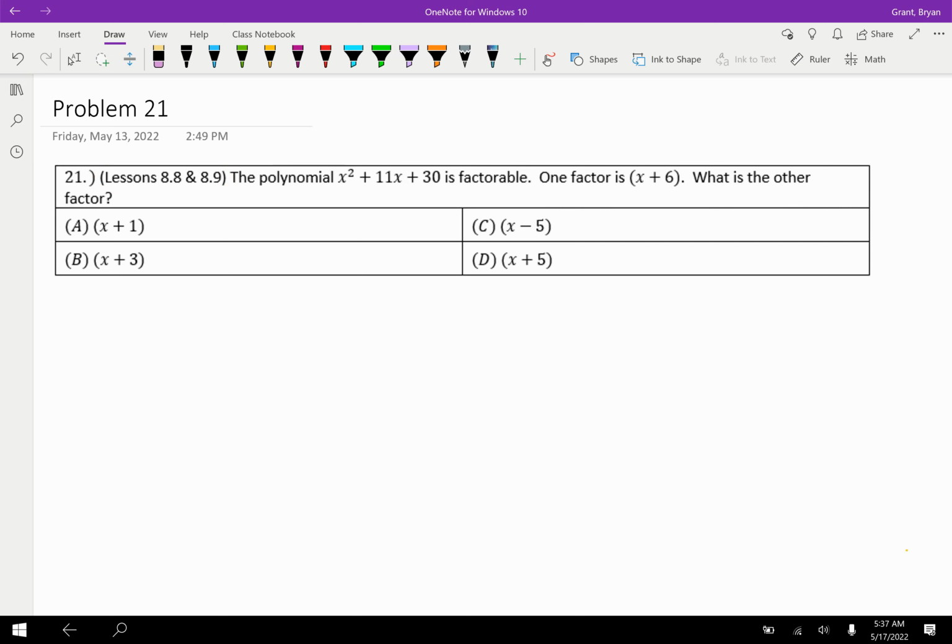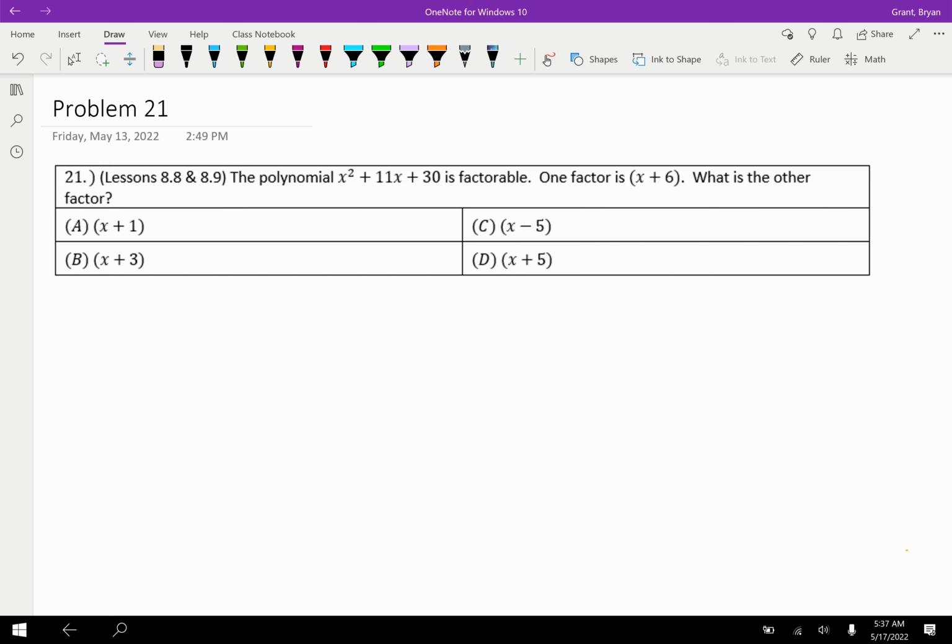We are definitely into the middle of our factoring part of this final, which hopefully you feel pretty confident on. We spent a long time on factoring, and I think if you paid any sort of attention, you will be just fine. So as always, I'll give you two different ways to do this problem, and we'll see how you're doing. The polynomial x squared plus 11x plus 30 is factorable.